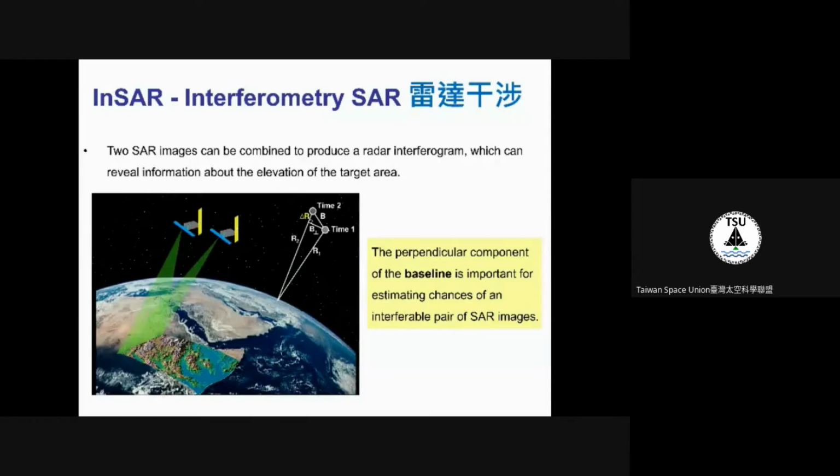Okay. So the idea is that we can use two images of the same area, but acquired from slightly different positions. I mean, the baseline difference is very, very slight.